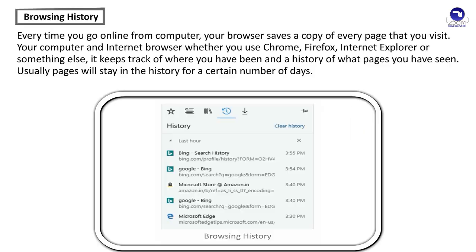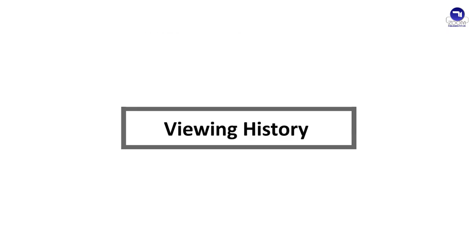Browsing history. Every time you go online from your computer, your browser saves a copy of every page that you visit. Your computer and internet browser, whether you use Chrome, Firefox, Internet Explorer or something else, keeps track of where you have been and a history of what pages you have seen. Usually pages will stay in the history for a certain number of days.